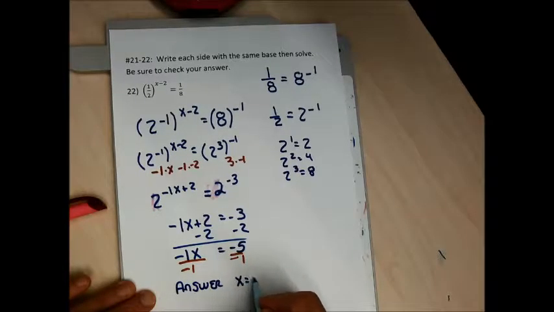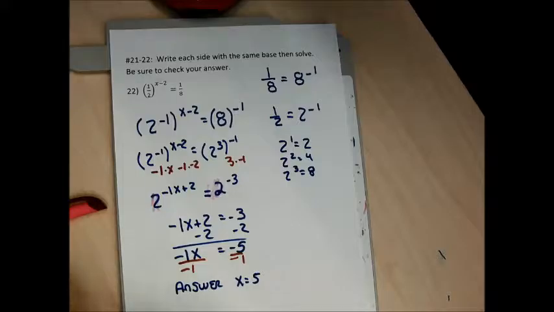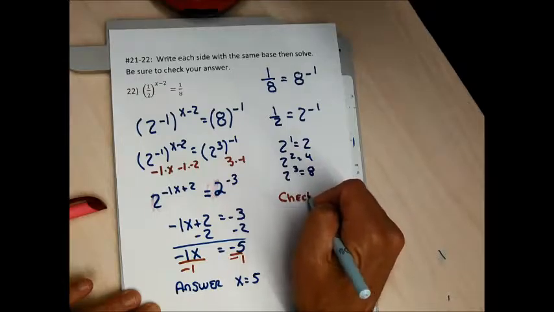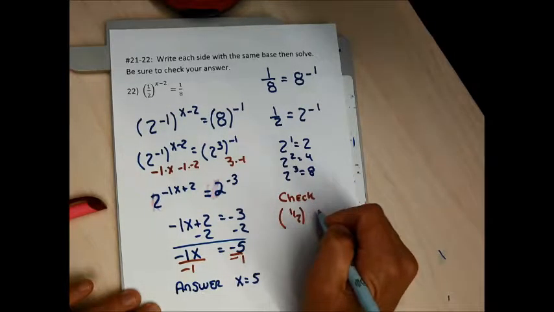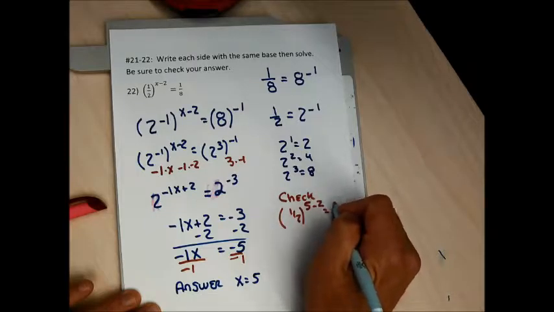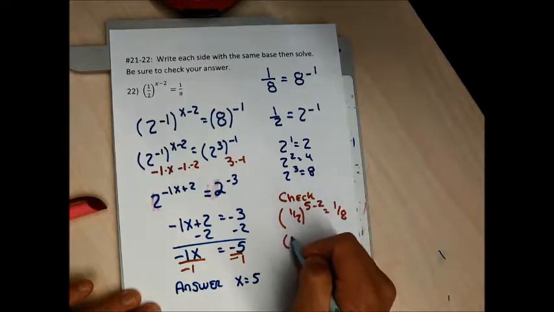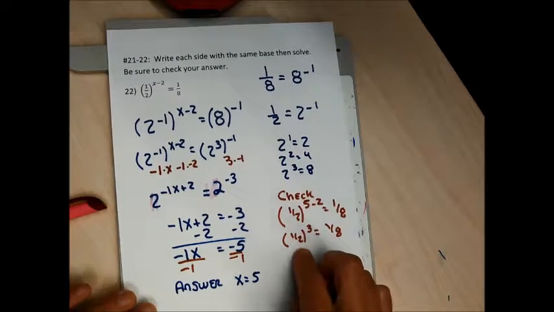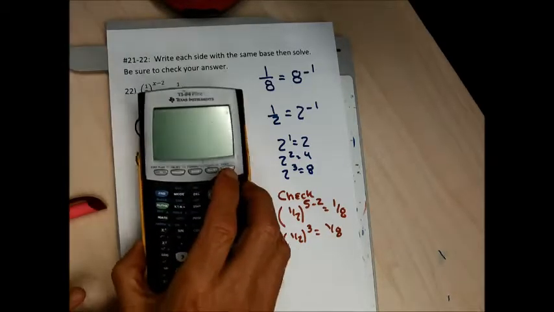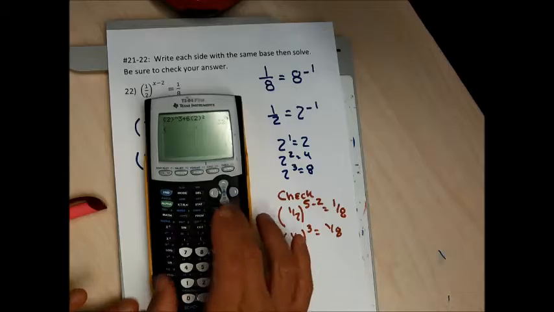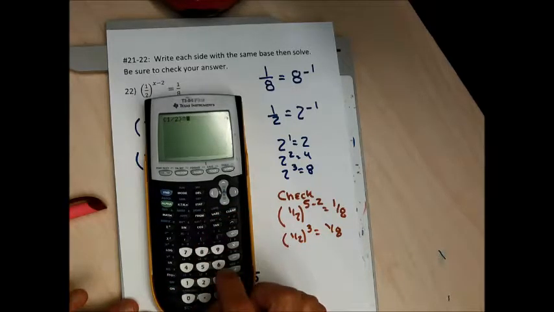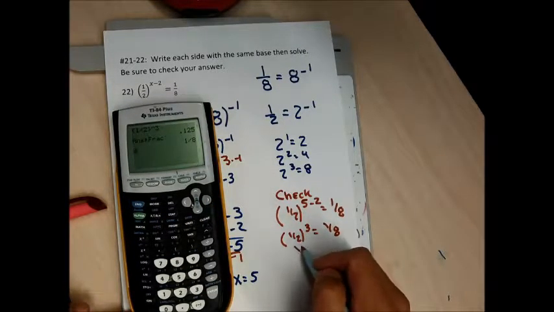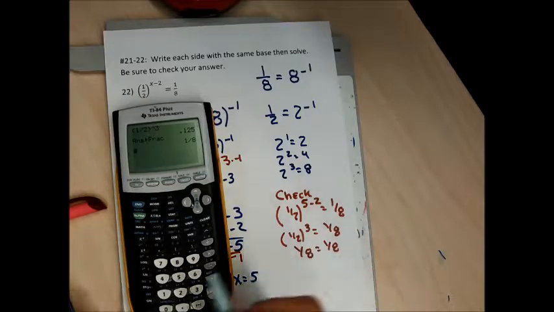If you want to check this, because it's kind of a hard problem, I would go to the original problem and change the x to 5. For checking, it's completely optional, but it should be the case that 1/2 to the 5 minus 2 power would have to be 1/8. On my calculator, I'm going to enter 1/2 cubed to make sure that that's 1/8. So easy enough to check, so I'll do it. I'll go parentheses 1 divided by 2 up arrow cubed, and then math, enter, and I get 1/8 equals 1/8. So I know my answer is perfect.